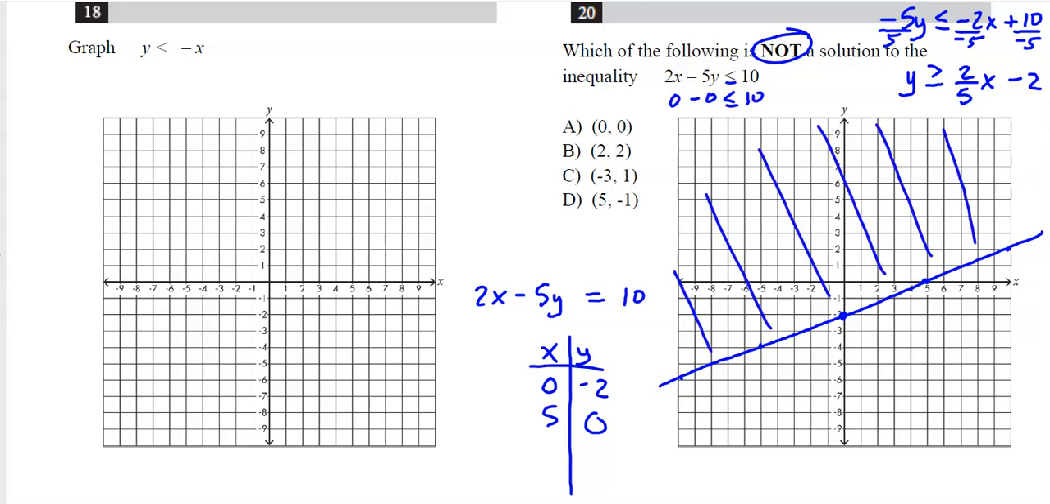And if I look at all these points, this point is in the solution region. 2, 2 is in the solution region. Negative 3, 1, solution region. This one, 5, negative 1, lives outside the shaded zone. So the correct answer there is D.